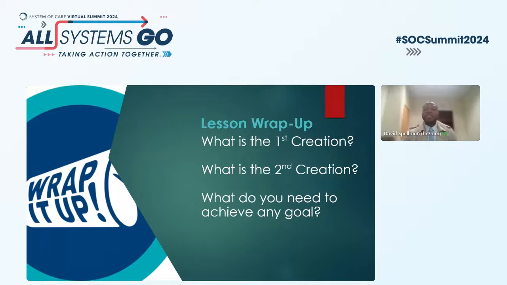There's always a lesson wrap up. So with the first two, those are explicitly stated in the text. What is that first creation? What is that second creation? But the third one always trips them up because it's not explicitly stated in the text. So I typically ask students, we just read this whole chapter, we did these activities. What do you feel, young person, that you would need to achieve any goal?